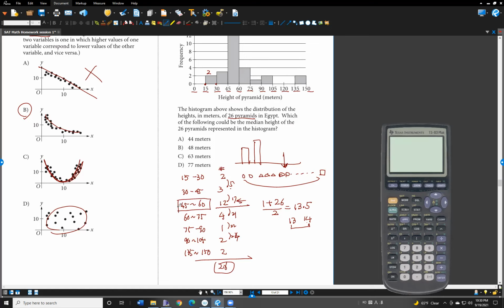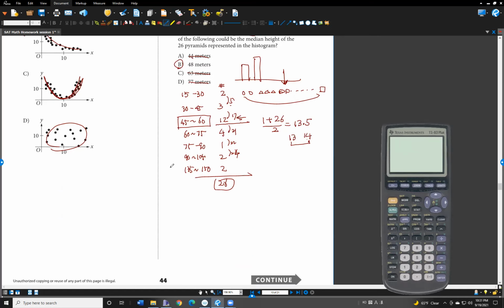Which is the best answer? Which number is between these two numbers? This number, 44 is too low, 63 is over 60, 78 is too much. Okay, so 48 approximately. This is not an exact number. You can choose any number between 45 to 60, right? We need to find the best number.